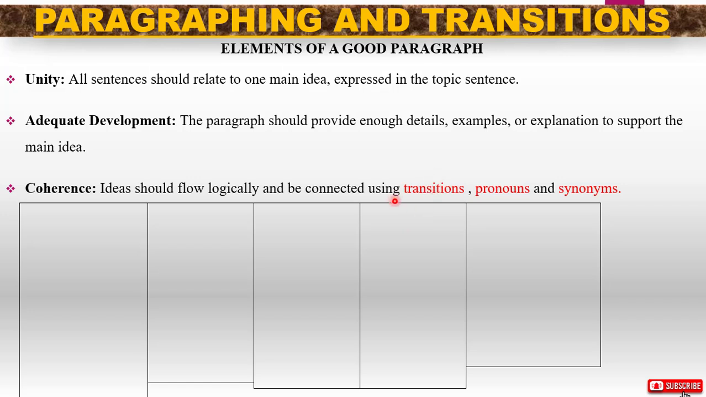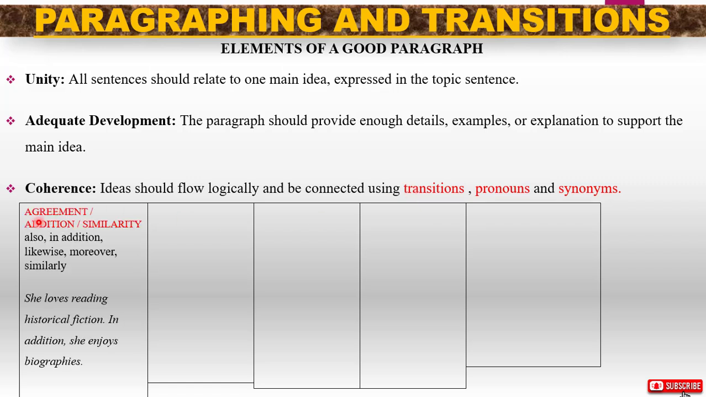How do we use transitions to link ideas in a paragraph? We have different types of transitions. Let us see the first one. Some transitions are used to show agreement, addition, or similarity. Some examples are also, in addition, likewise, moreover, similarly. For example, she loves reading historical fiction. In addition, she enjoys biographies.